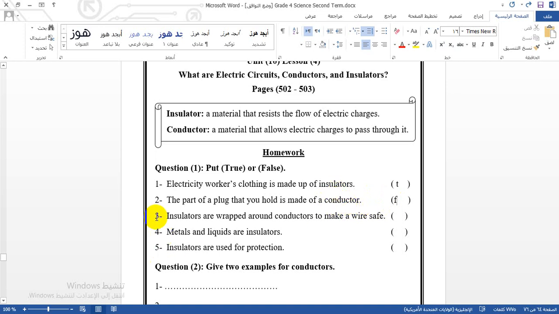Number 3, insulators are wrapped around conductors to make wires safe. Okay, so this one is true.